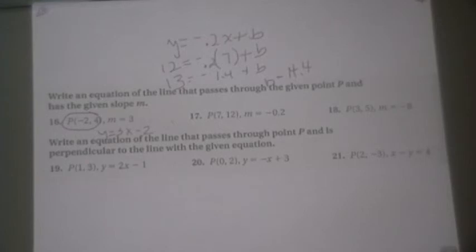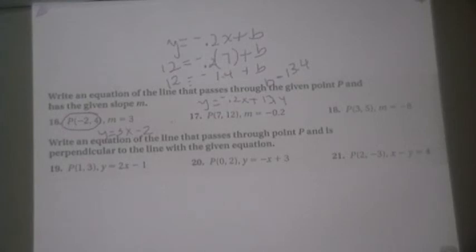Ooh, you know what I did? I accidentally made this into a 3, so it's really 13. This was a 12, and then when I moved it, it was 13.4. So the equation of this line is y equals negative 0.2x plus 13.4.